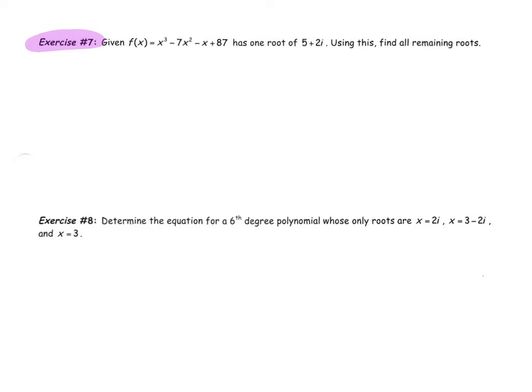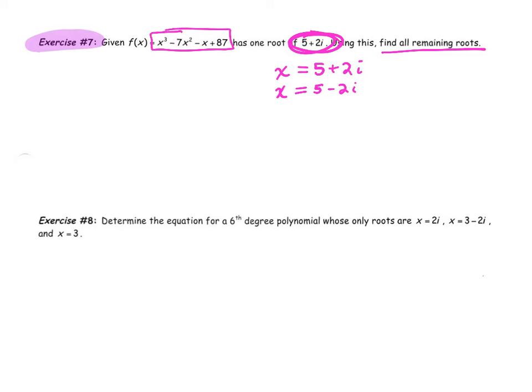Okay, so I give you the following polynomial, and I tell you this is a root. Find the remaining roots. If this is a root, it's imaginary. So you need to remember, if x equals 5 plus 2i, what's the other root? 5 minus 2i. They come in conjugate pairs. So you have 5 plus or minus 2i are the two roots.